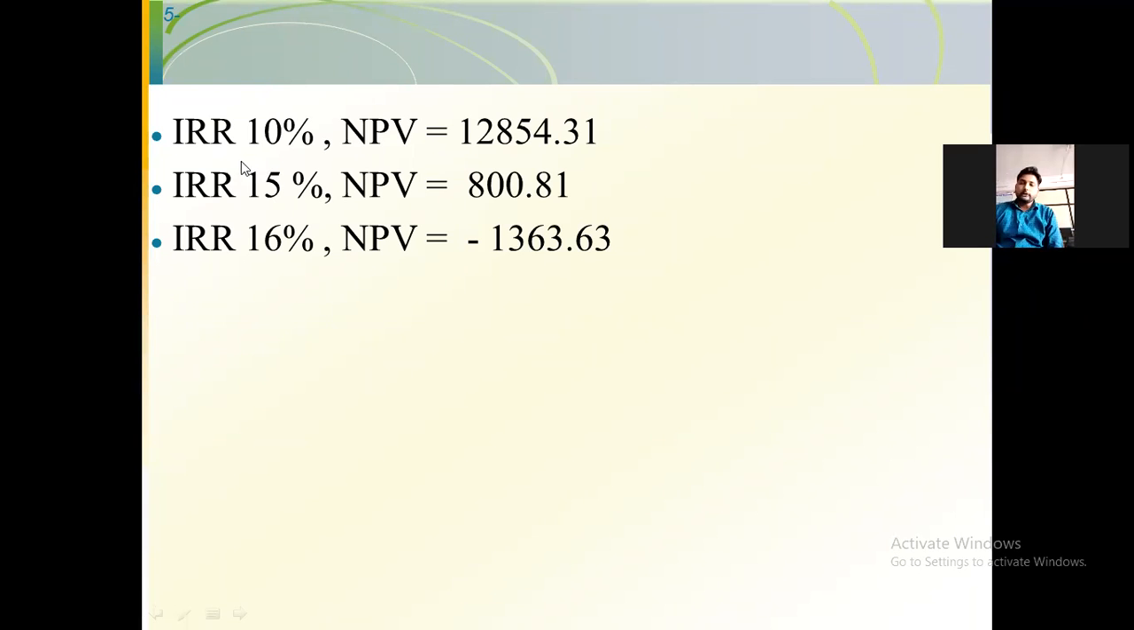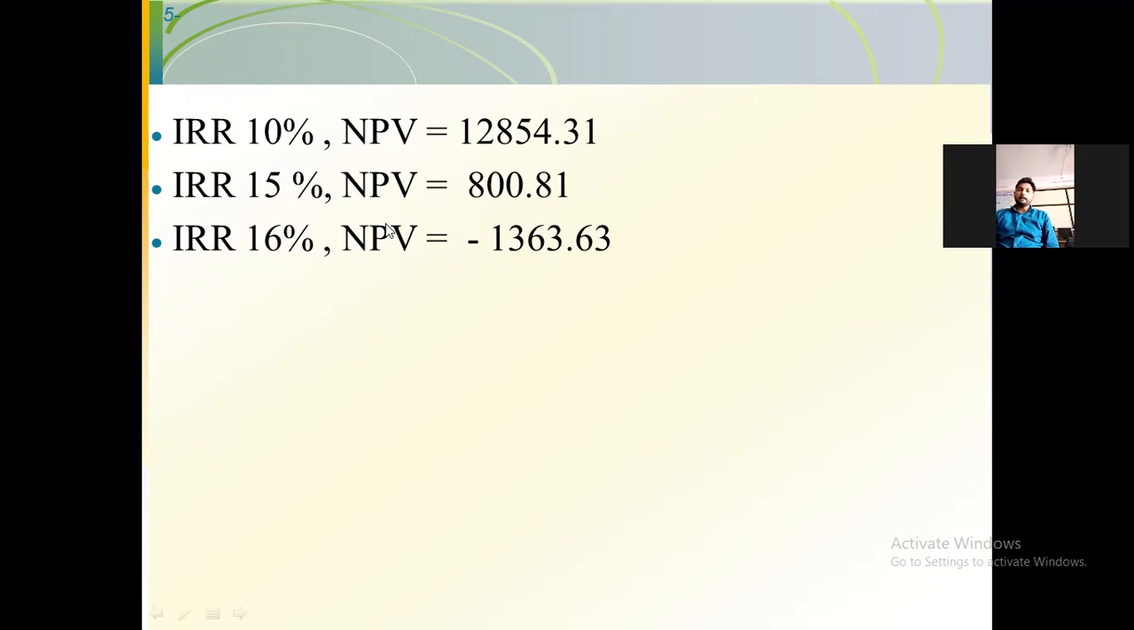Now here, what you understood from these values: when you consider 10%, NPV is far away from 0, as we got 12,854.31. Then we considered 15%, and in that case you got a value somewhat closer to 0. So from that point, we thought we would get the NPV for values near 15%. Then we considered the IR value equal to 16%, but we got the NPV in a negative.